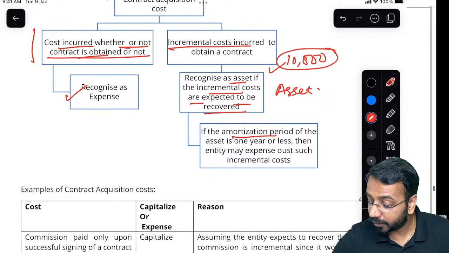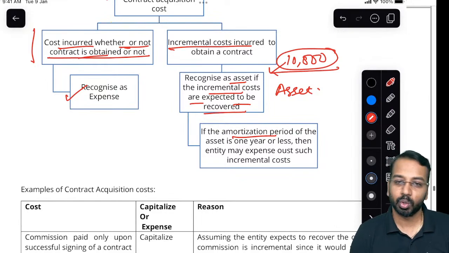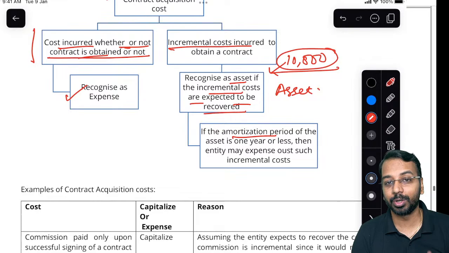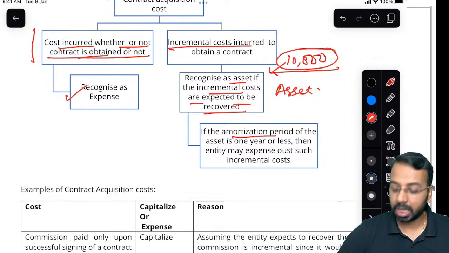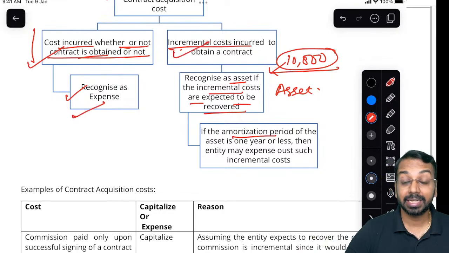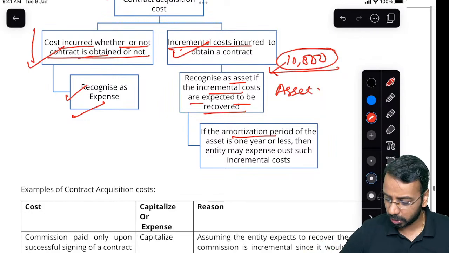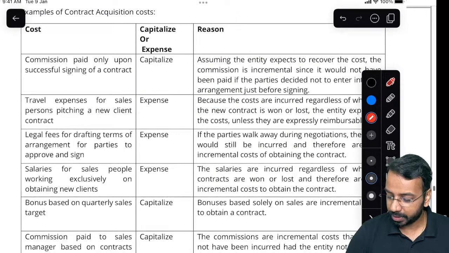Sir, what is the meaning of recovering this 10,000? Basically, we are saying we will make a profit in that contract. Only then you will recover, right? Otherwise, you will not be able to recover. So, unavoidable cost, expense; incremental cost, asset if you expect it to be recovered. If not, then you will recognize it as a loss. So, some examples.